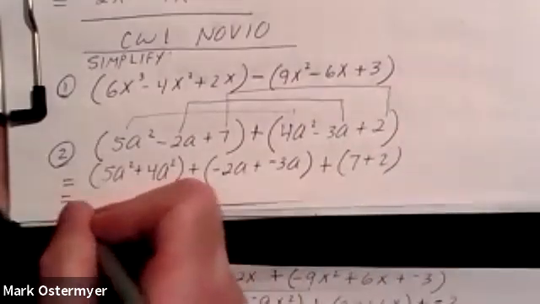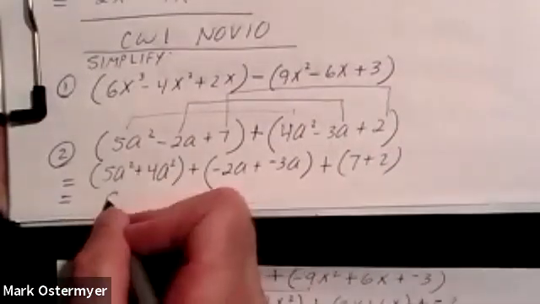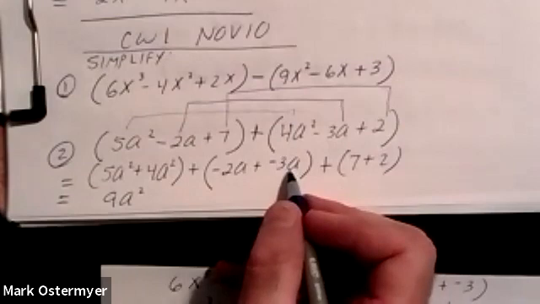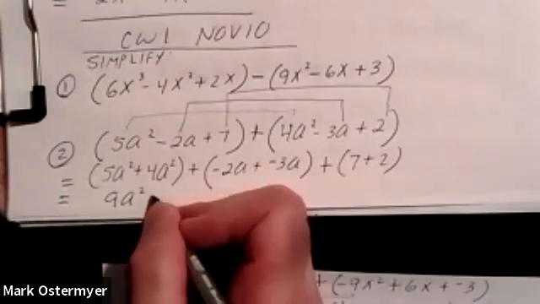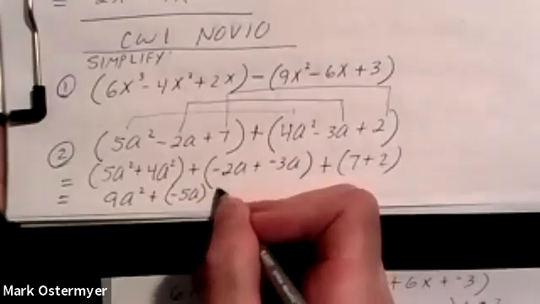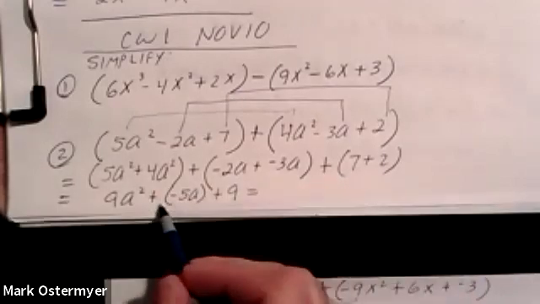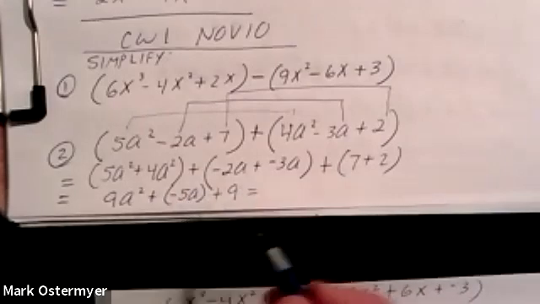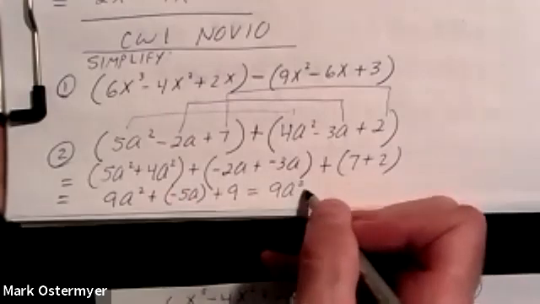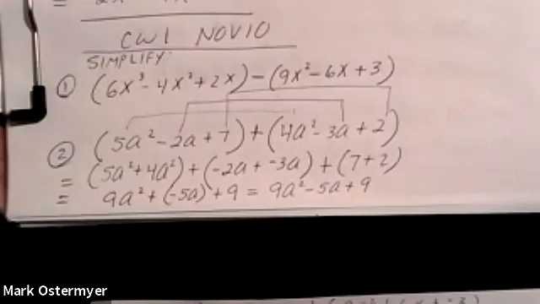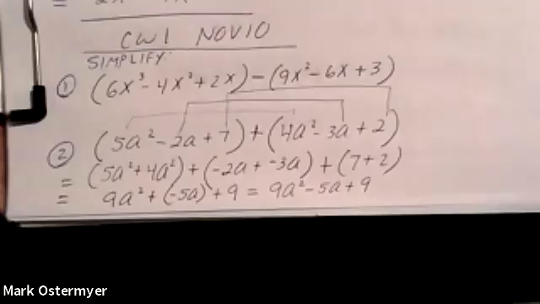All right, when we take care of the addition here, this is going to add up to 9a squared. Negative 2a plus a negative 3a is a minus 5a, so we'll have plus a negative 5a. 7 plus 2 is 9, so plus a 9. Now your author in the back of your book is not going to leave it written this way. The author, instead of saying plus a negative 5a, is just going to say minus 5a. So we'll say 9a squared minus 5a plus 9. Did anybody get that for an answer? Yeah, I got it. All right, great.